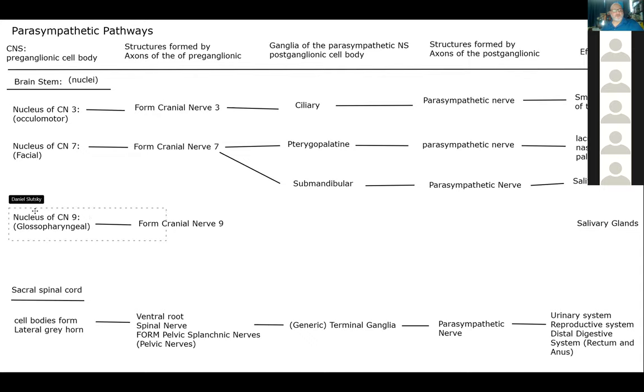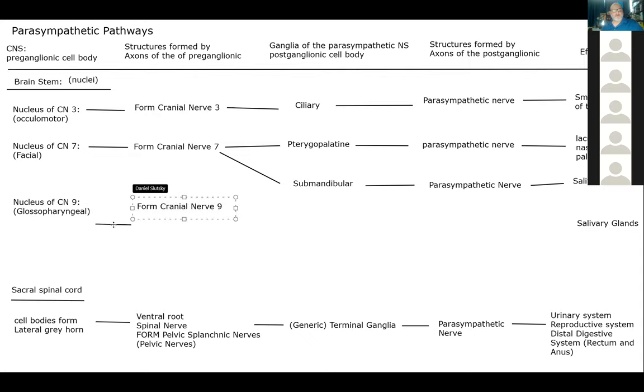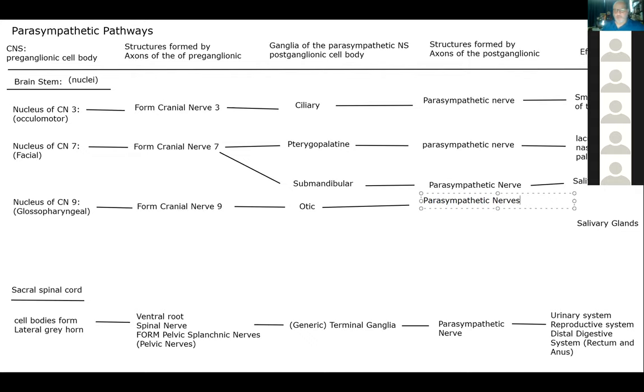And let's move this up a little bit if I can. Our cranial nerve 9 goes to a ganglion known as the otic ganglion. And that otic ganglion and its parasympathetic nerves also go to salivary glands. So here are our four named ganglia and the pathways associated with them.